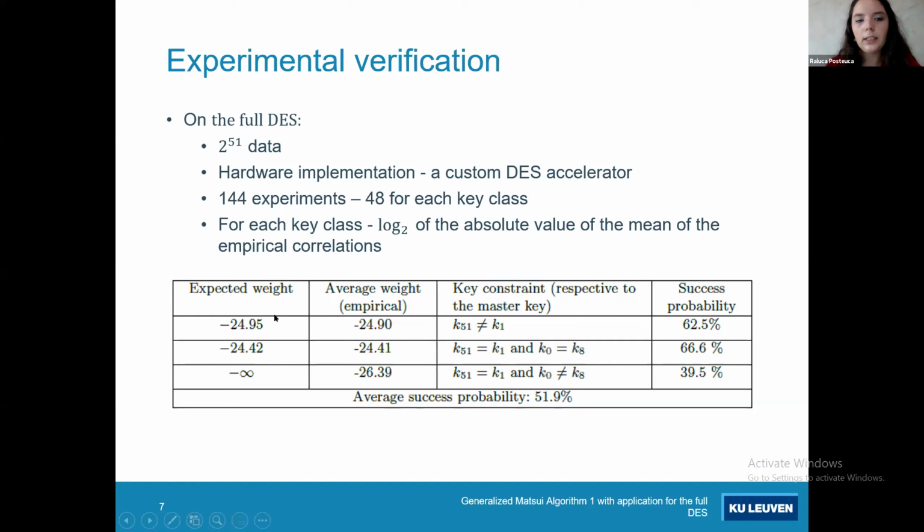So in the table, you can see the expected weight, the theoretical weight that we computed using the formula I presented before, and the key constraints met by each key class. You can notice that our experimental results are pretty close to the expected ones. But since they are not exactly the same, in our work we also questioned the presence of the linear hull for the entire DES, and we proved that it indeed exists. And you can also see the success probability that the key is recognized in the correct class.